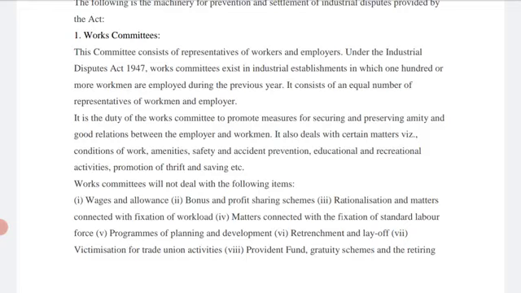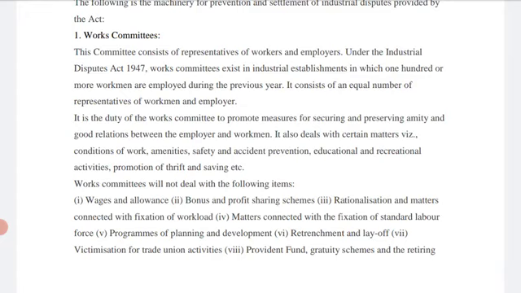It also deals with certain matters, that is, conditions of work, amenities, safety and accident prevention, educational and recreational activities, promotion of thrift and savings, etc. What are the matters dealt with in this committee? First, the facilities which should be provided to the workers, whether they are provided or not. Second, whether fair wages and fair remuneration are provided to the employee or not. Then safety and accident prevention measures, and recreational facilities and activities, whether they are provided or not.